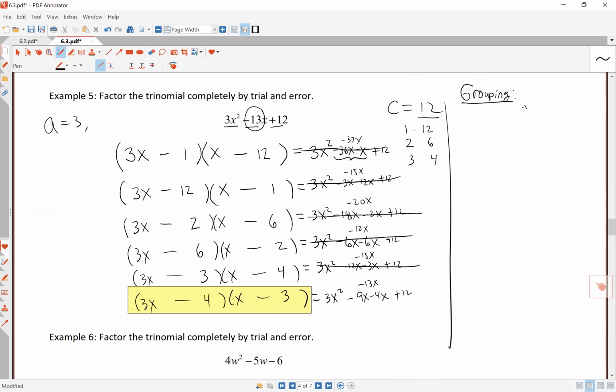So with the grouping method, we would use AC, 3 times 12, which is 36. That adds to negative 13. And we would look for our pair of numbers that have a product of 36 that adds to negative 13. Those two numbers are negative 9 and negative 4. We go back and factor by grouping by replacing the negative 13x with negative 9x minus 4x.